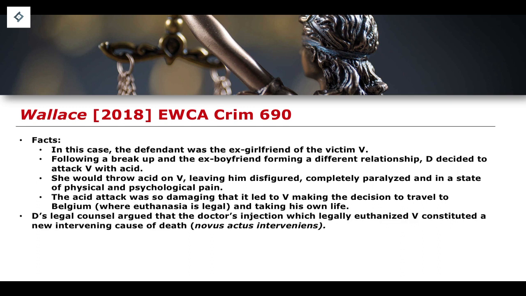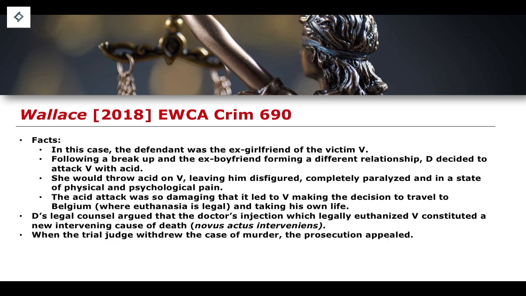Now, the defendant's legal counsel argued, because ultimately the attack itself was a criminal offence. It would have been presumably GBH with intent, or even attempted murder, but then it was transformed into a new offence, where she's now being charged with murder, because now the victim had died as a result of her attack. Then we have this new instance where, okay, well, can the defendant in this case be charged with murder? Does the chain of causation exist? According to the legal counsel of the defendant, they argued that the doctor's injection, which legally euthanized the victim, had constituted a novus actus interveniens, which is just Latin for a new intervening cause of the death.